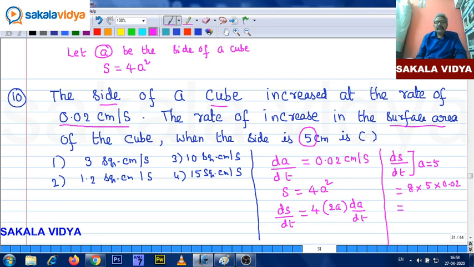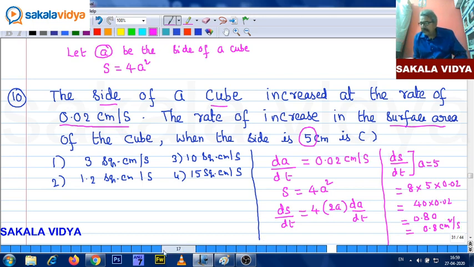Okay, now 8 into, let us check now, 0.02. Side is 5, this is 4 into 2a dA by dt, 0.02. So that means actually this is 40 into 0.02, this will be 80. How many points you need to put? 2 points. So 0.8 square centimeter per second.